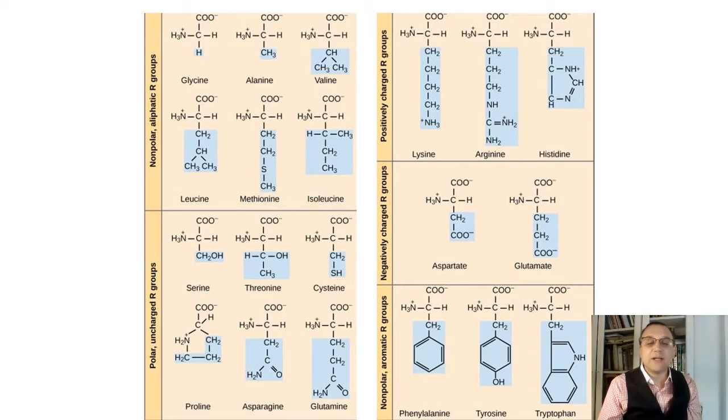The last group here is nonpolar aromatic R groups. So you understand why they are called aromatic, because they have these aromatic rings. So their R groups are made of aromatic rings. Therefore, they are called aromatic, put into a separate group from others, right? Very interesting, isn't it? Phenylalanine, tyrosine, and tryptophan. Those amino acids contain aromatic R groups.